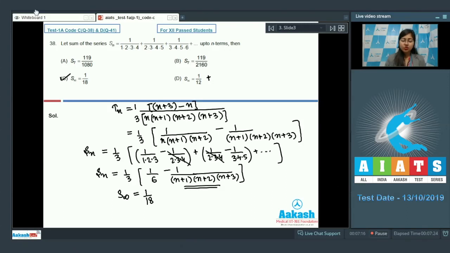Right? Now let's talk about the sum of 7 terms. So put n equal to 7, we will get 1 by 6 minus 1 upon 8 into 9 into 10, which after calculating will be equal to 119 upon 2160. So the correct answer will be option number B and C.